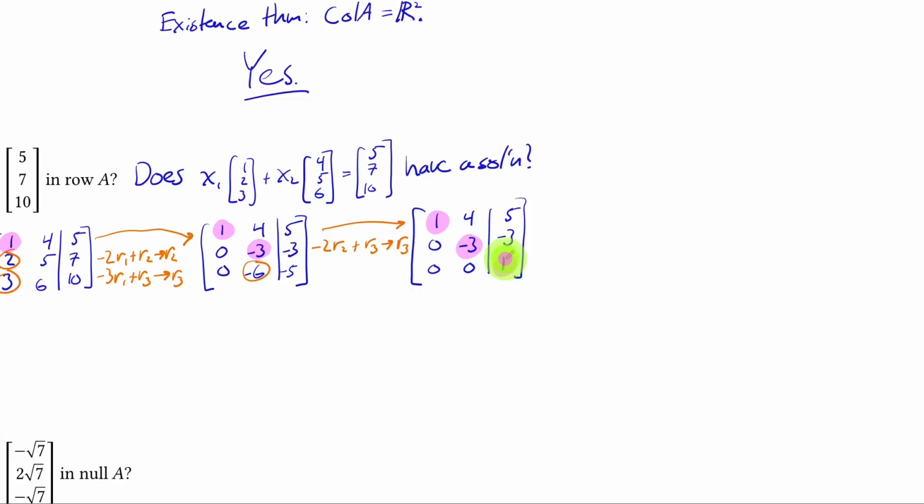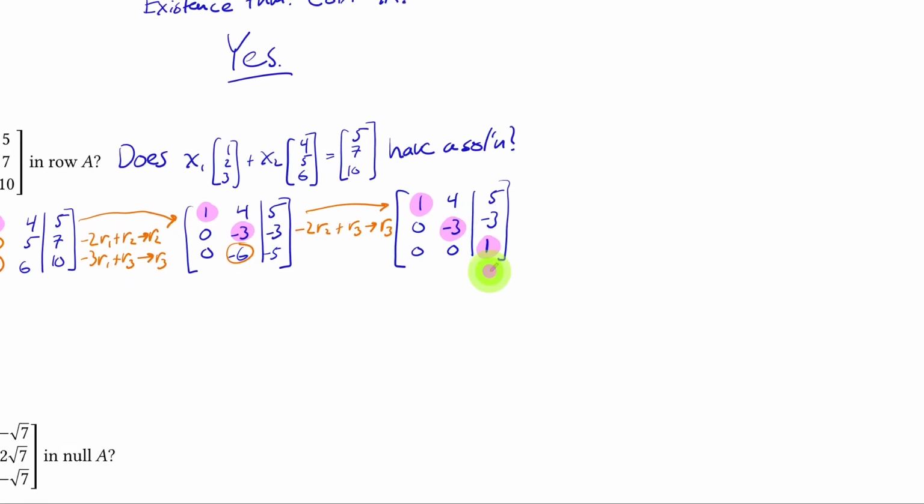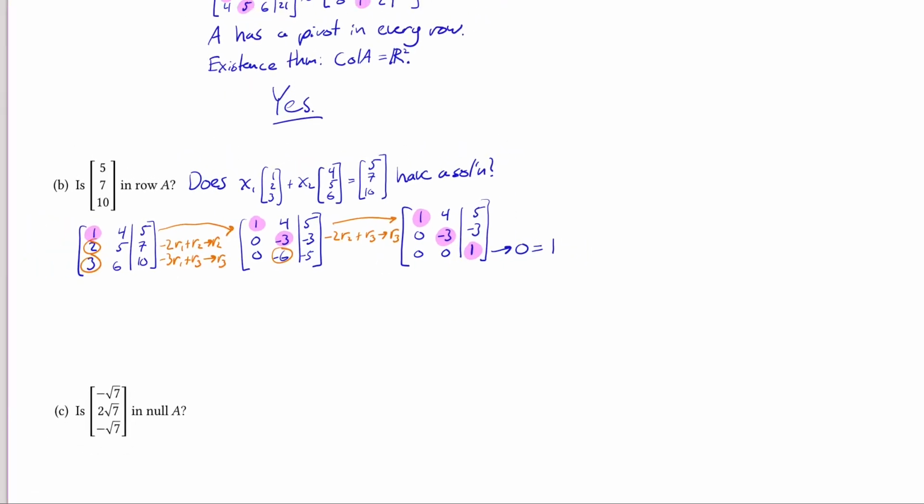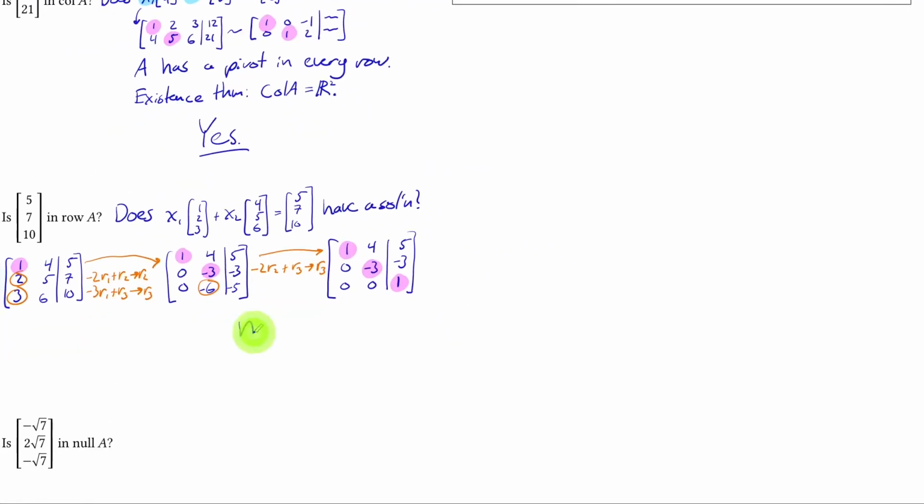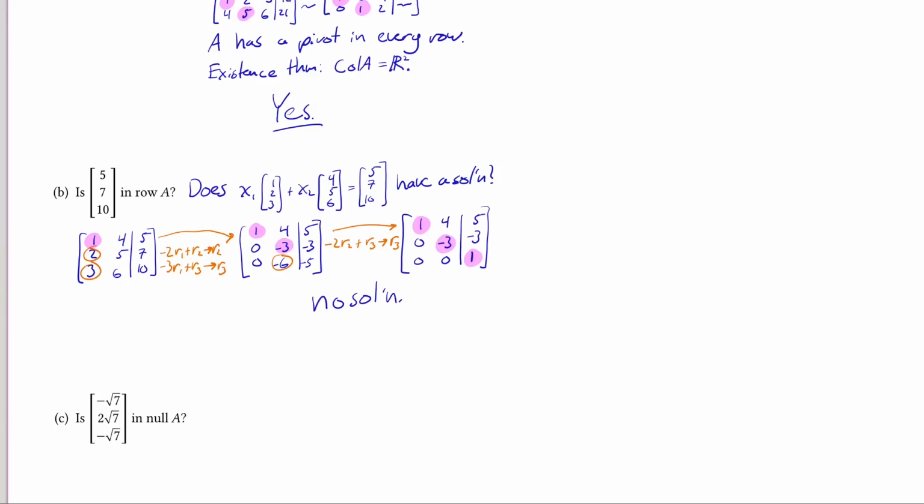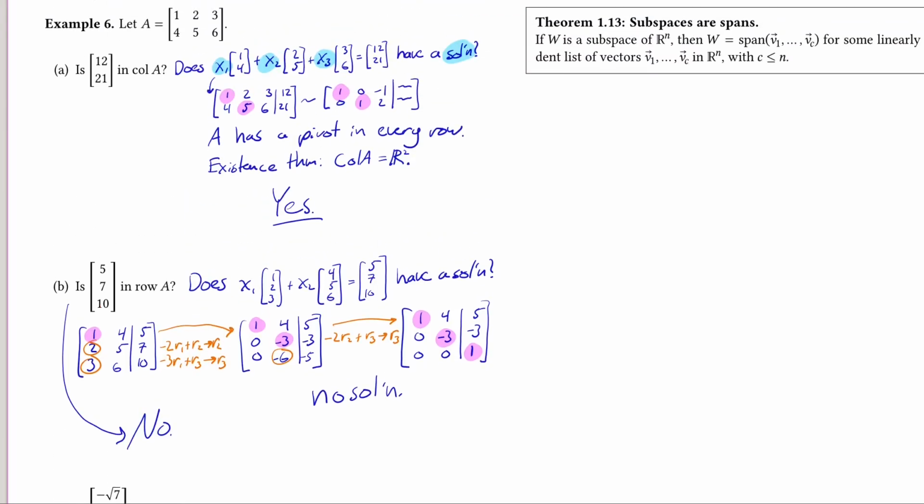And that gives you an augmented matrix where there is a pivot in the rightmost column, which of course means that the equation in that row says 0x1 plus 0x2 equals 1, which is always false. So this definitely has no solution. So is this vector in the row space of A? No.